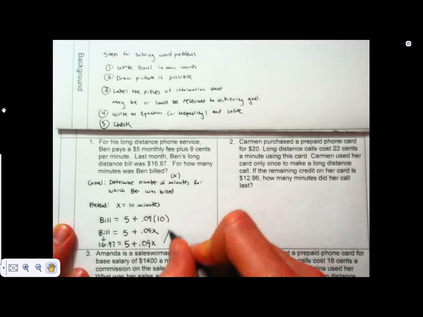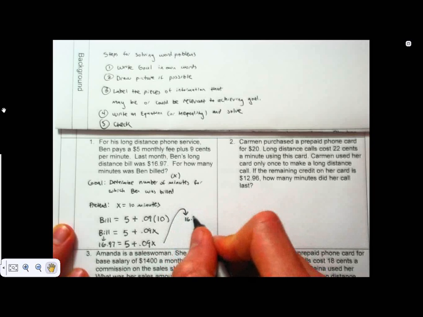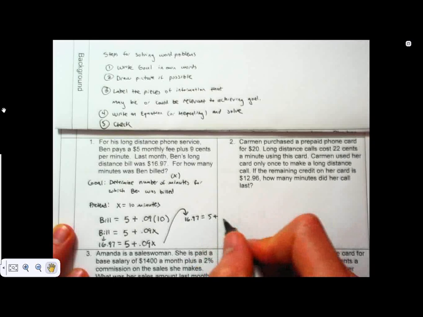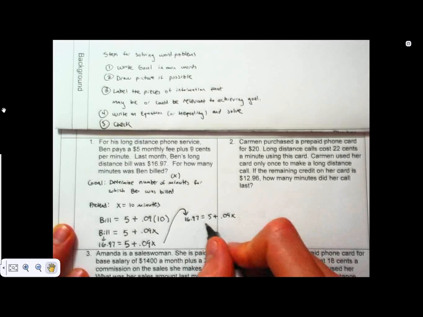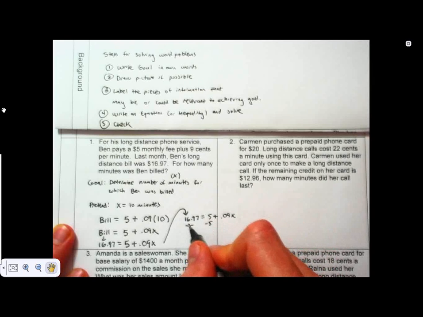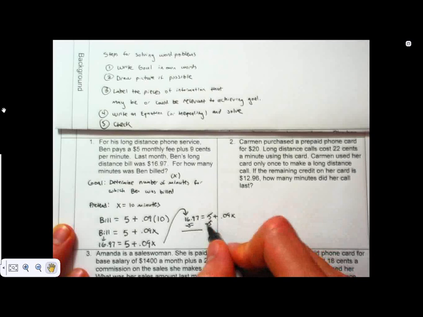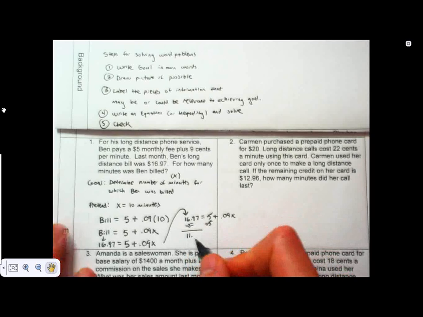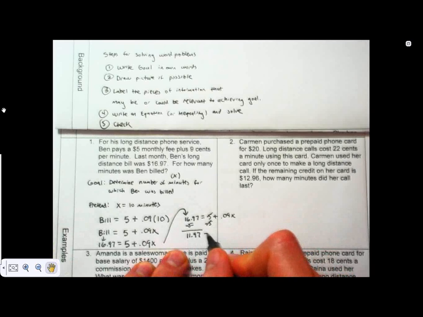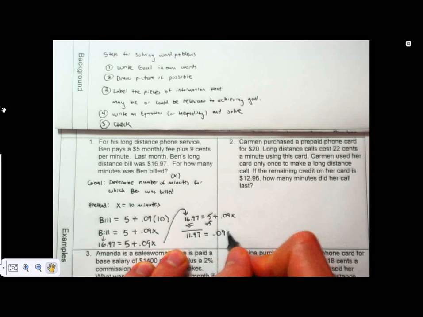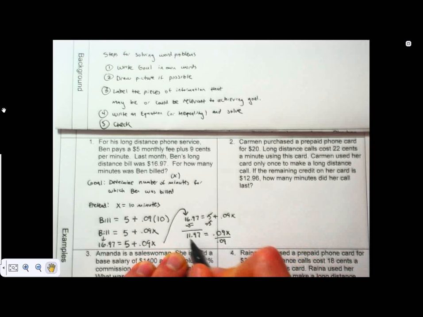So in order to solve this equation, my first step would be to subtract 5 from both sides. So I'm going to write this over here. We've got 16.97 equals 5 plus 0.09x. So I'm going to subtract 5 from both sides. And when I do that, 5 and negative 5 make 0, so I'm left with 11.97 equals 0.09x. And then to get x alone, I'm going to divide both sides by 0.09. And this is a problem where they would actually give you a calculator in order to solve it.